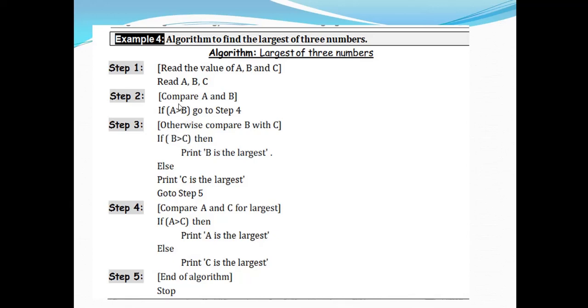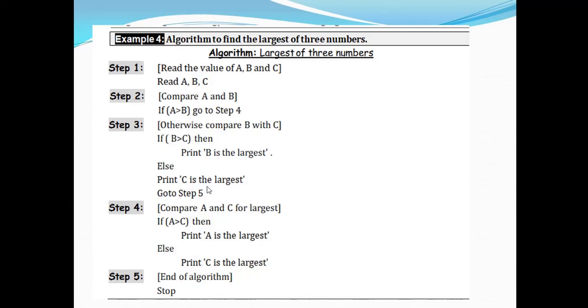If A is not greater than B, then only we move to step 3. In step 3, we are checking whether B is greater than C. So by knowing this, we can conclude that the largest value is B. Else, if B is greater than C is false, then ultimately C is the largest number. C is the largest number, and then go to step 5 and end it. When step 3 is going to execute, if step 2 is false, then only it goes to step 3.